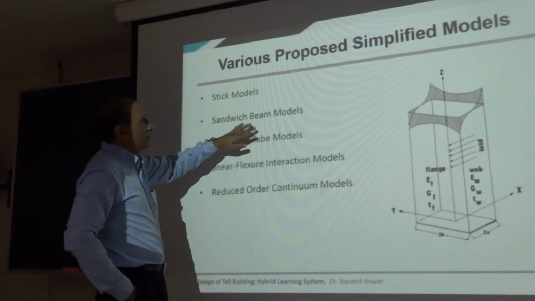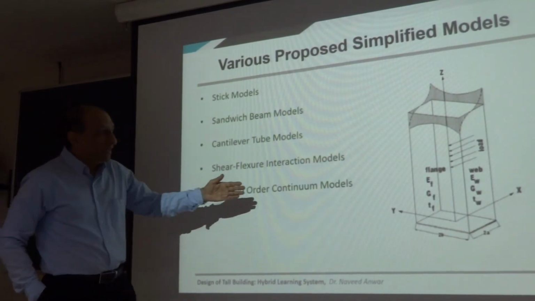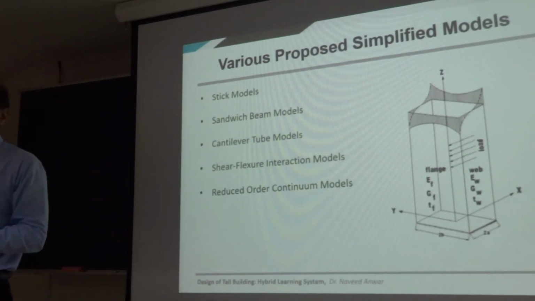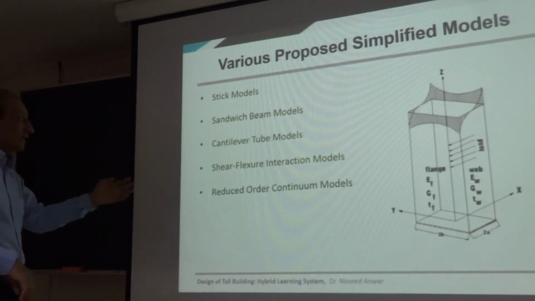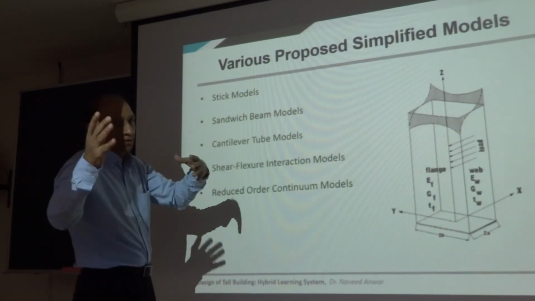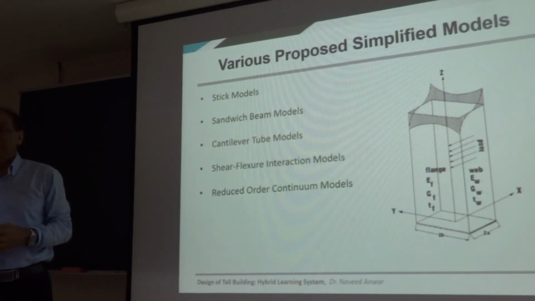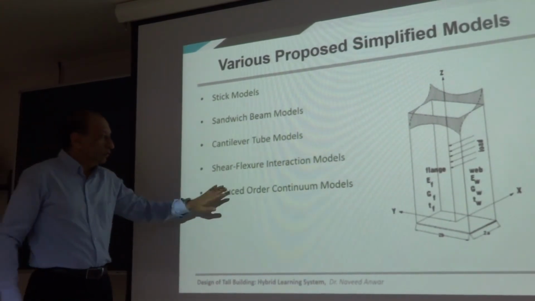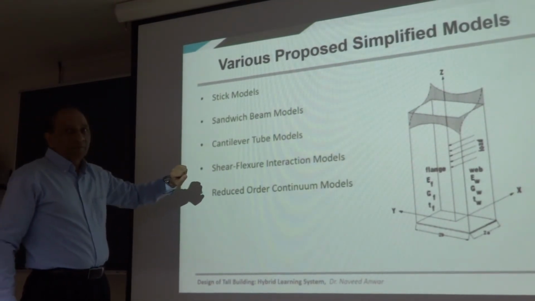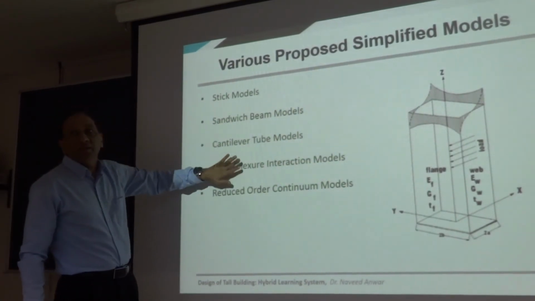Second one is the sandwich beam model, right? So basically, you assume that there is a beam with many components, a sandwich of various components. Then the cantilever tube model, which is something like this. The shear lag traction model, which includes the shear lag effect that we talked about. And then the reduced order continuum, which is a little bit more complex. Out of these, any worthwhile model is this one and this one. The others still require more work.